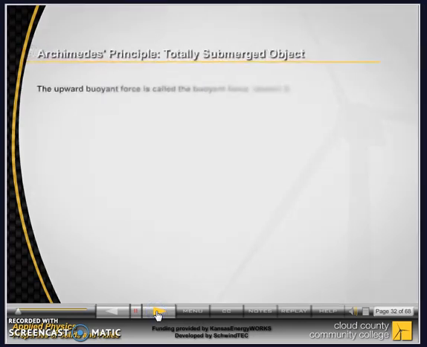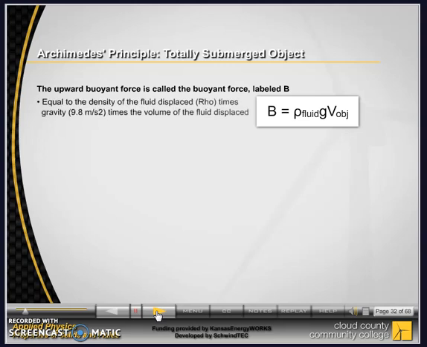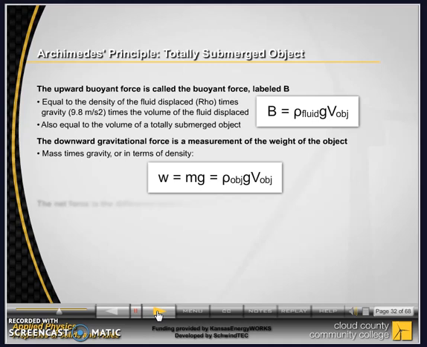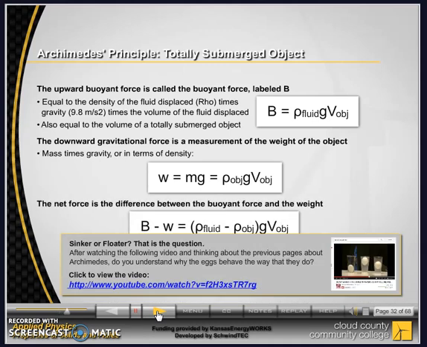The upward buoyant force is called the buoyant force, labeled B. It is equal to the density of the fluid displaced, rho, times gravity times the volume of the fluid displaced, which is also equal to the volume of the totally submerged object. The downward gravitational force is a measurement of the weight of the object: mass times gravity, or in terms of density. The net force is the difference between the buoyant force and the weight. Sinker or floater? That is the question.